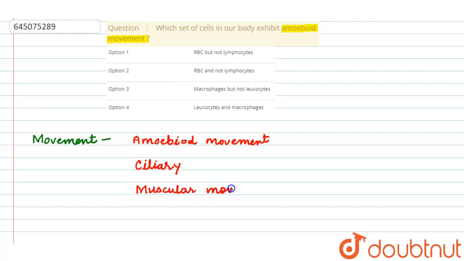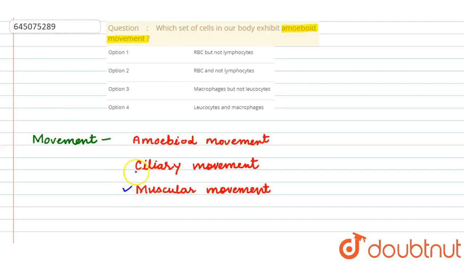So we will understand a little bit about all three kinds of movement, and then we will select the correct option according to our understanding. Talking about muscular movement first, this is the movement exhibited by muscle cells through a type of contraction known as muscular contraction, such as contraction of the heart, and contraction of muscles causing movement of limbs, jaw and tongue. All these are muscular movement.